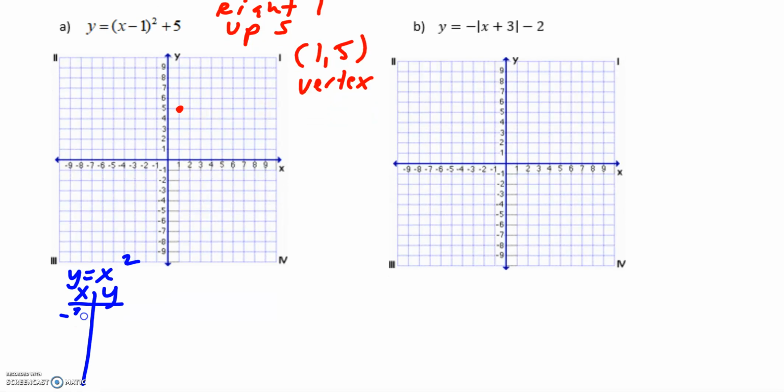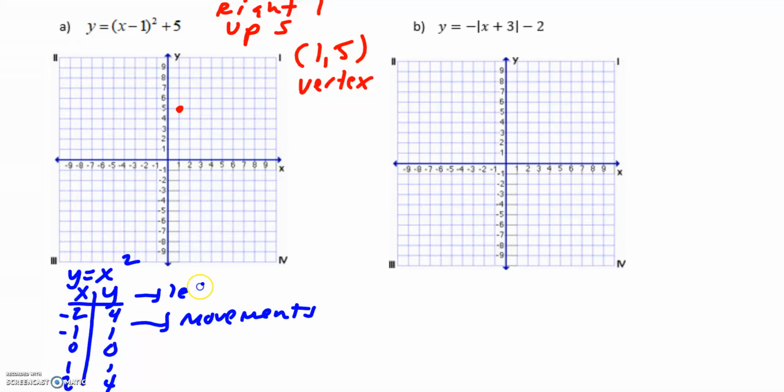If we do a quick little table and we plug in our favorite values, -2, -1, 0, 1, 2: -2 squared is 4, -1 squared is 1, 0 squared is 0, 1 squared is 1, and 2 squared is back to 4. This not only is a table to help explain where the parabola comes from, but also these are movements. Meaning, this (-2, 4) you could view as left 2, up 4. You could view this movement here as right 2, up 4. So from this point, we're going to follow these movements.